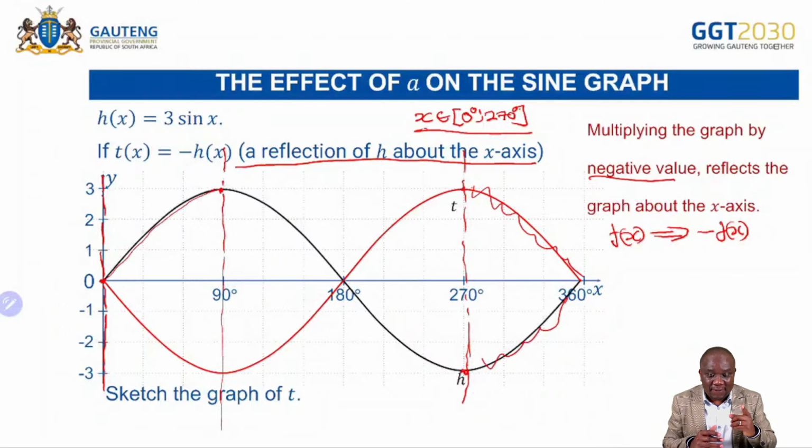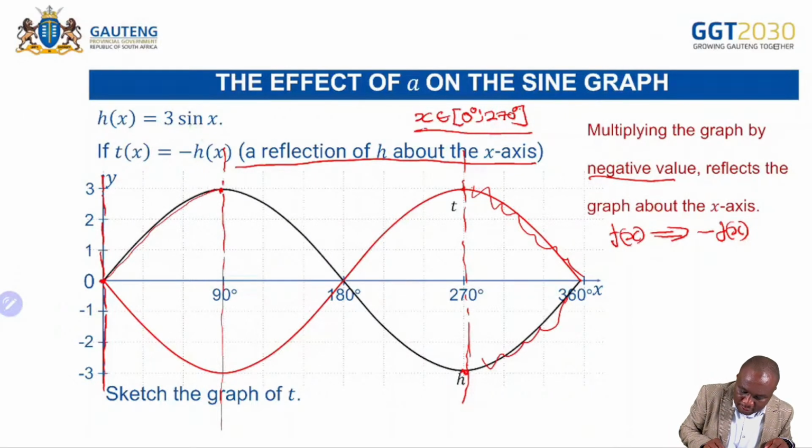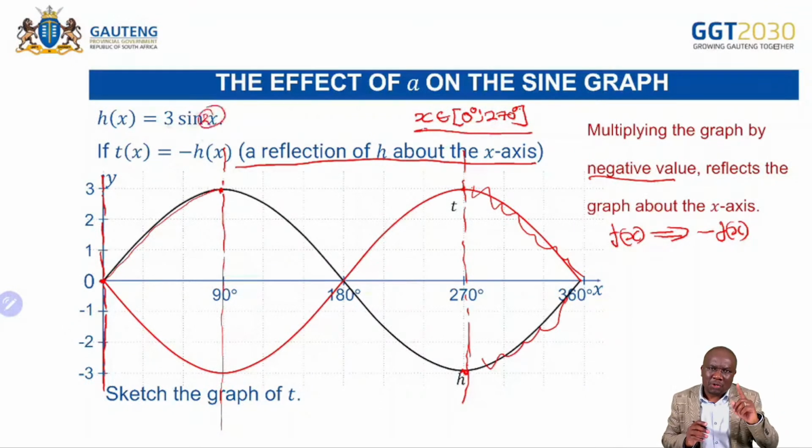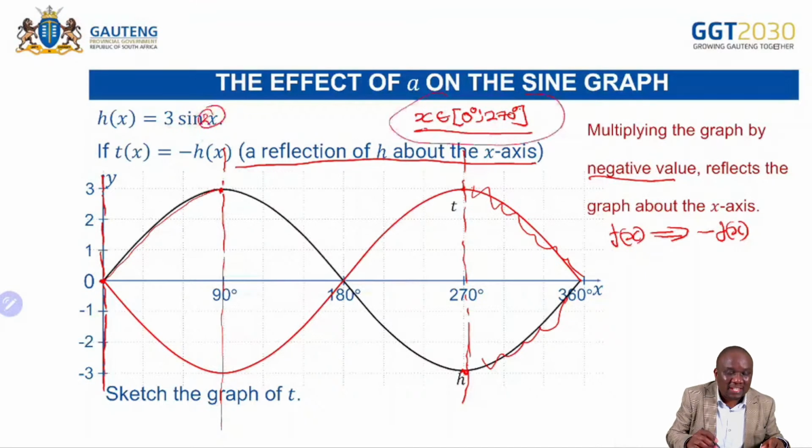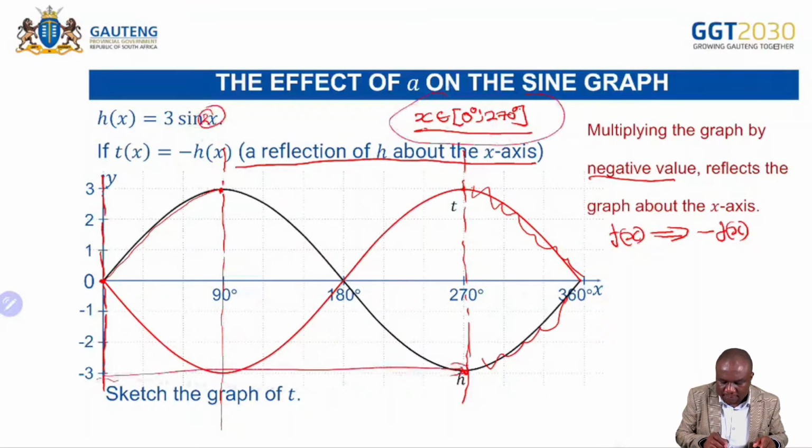The period is affected by something else. We're going to look at the other parameter. If you put a coefficient, let's say sine 2x, that's what is going to affect the period. But we're not doing that now. We're looking at the effect of a and the effect of q for now. So the period is not affected by this. It's only that the domain is restricted from 0 to 270.